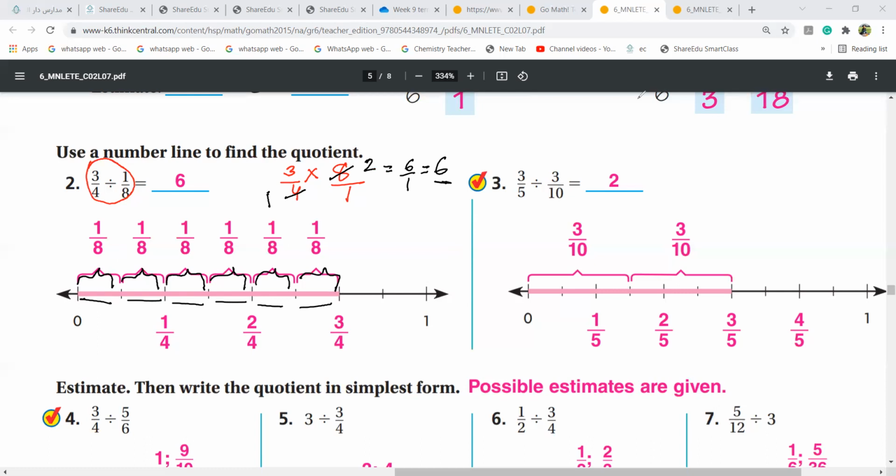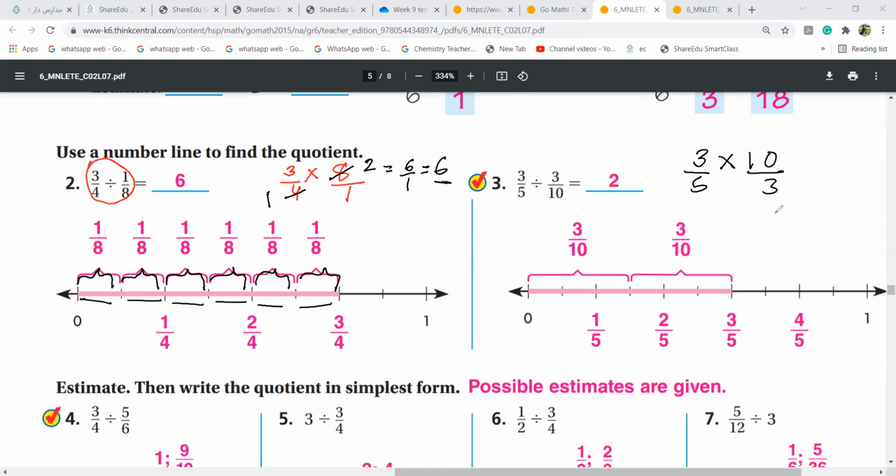Come on, Dana. Do this question with me. Solve 3 over 5 divided by 3 over 10. Division becomes multiplication: 3 over 5 times 10 over 3. Very good. Now simplify it.